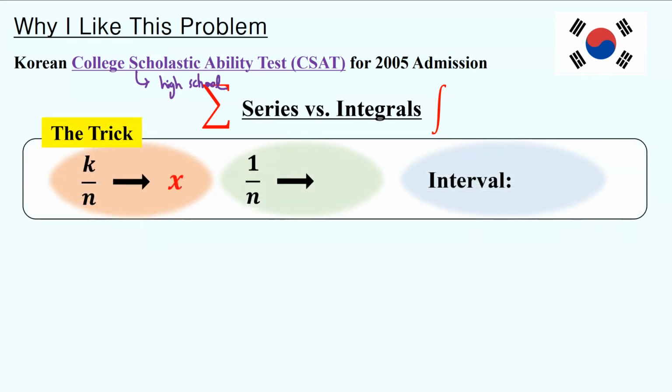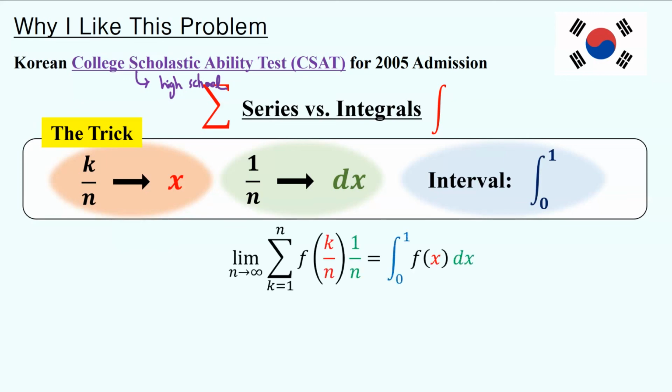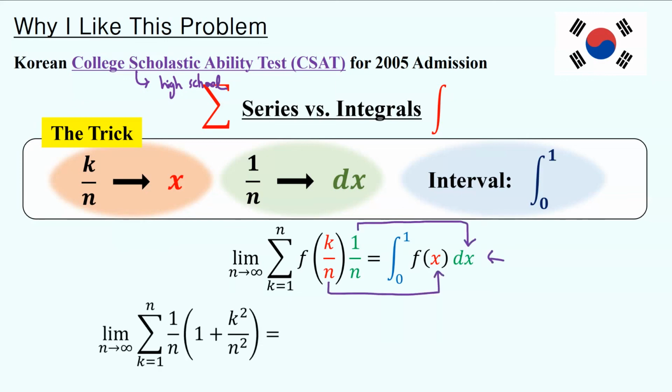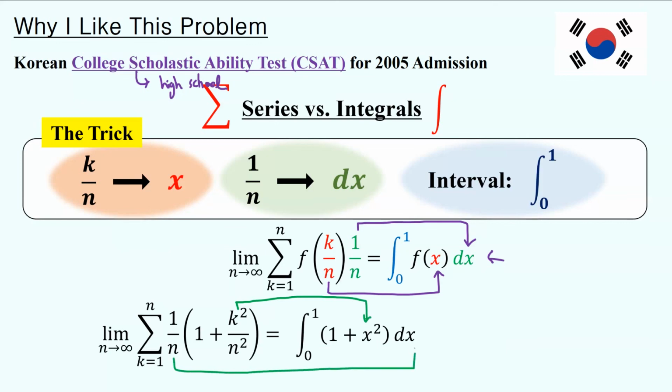Change k over n in the series into x, change 1 over n into dx, and let the interval of the integral be x from 0 to 1. Then we can convert this type of series into this definite integral. For example, for the series like this, we can change it into this integral. So this k over n becomes x, and this 1 over n becomes dx. Then we can carry out the integration and obtain the answer.